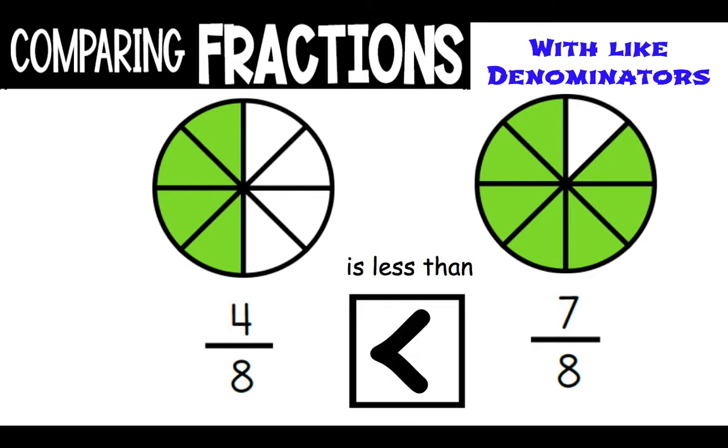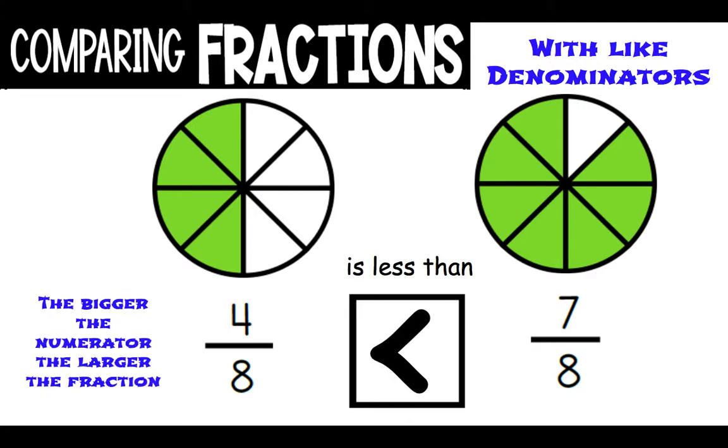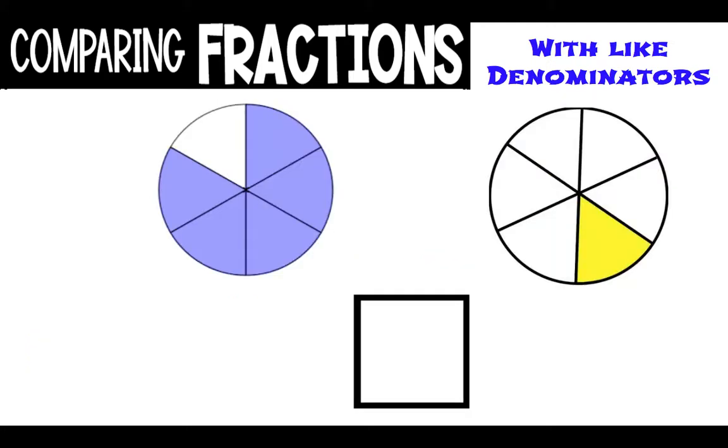4/8 is actually less than 7/8 because the bigger the numerator, the larger the fraction. So the numerator is the top number. If that is bigger, then the larger the fraction is, okay?